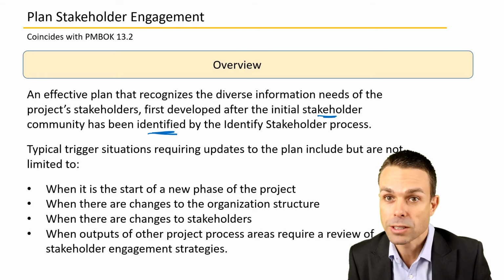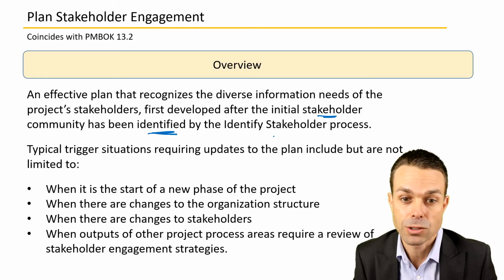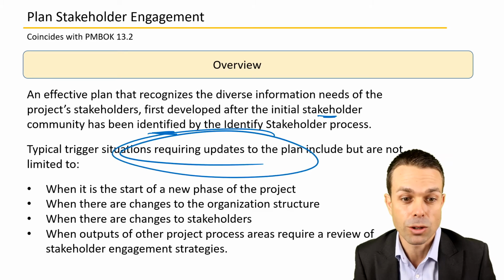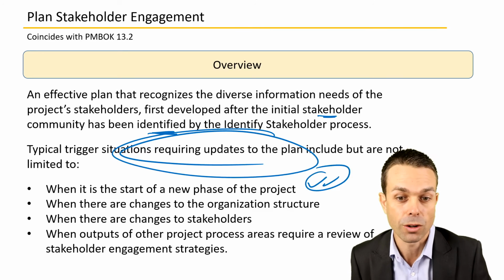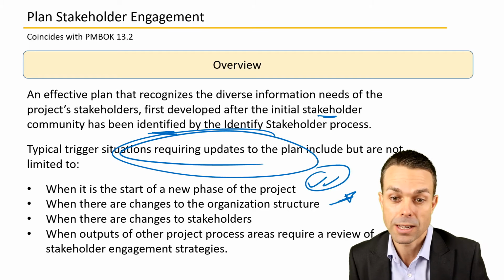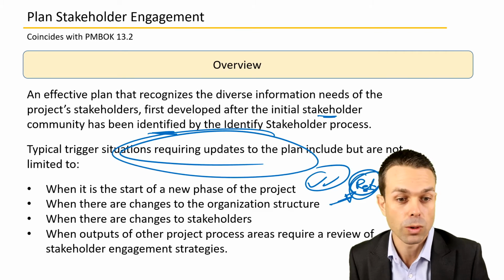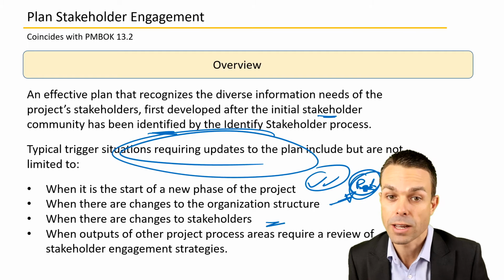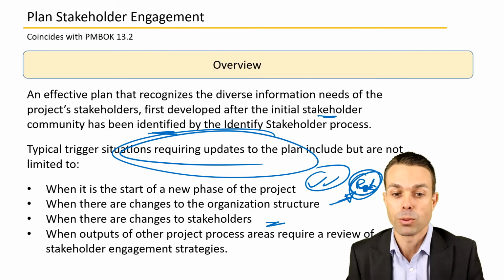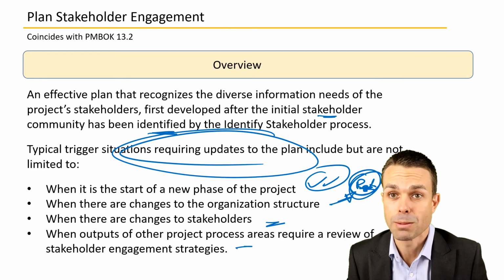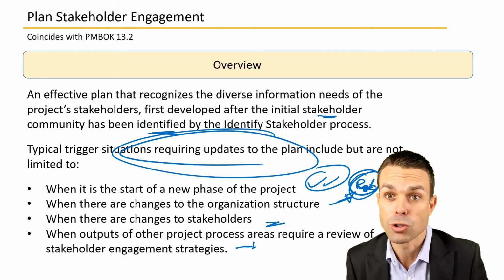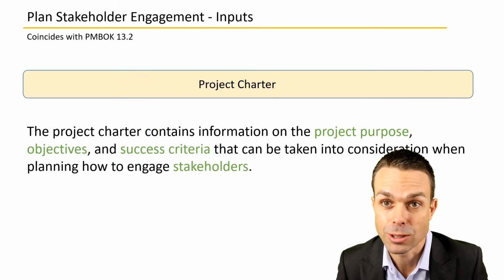And typical trigger situations requiring updates to our stakeholder management plan include maybe there's a new phase of the project, so there's different stakeholders involved. Maybe there's changes to an organizational structure. Maybe there's a restructure or a change in the project as well. Maybe there's changes to stakeholders in general, and when other outputs of the process areas require a review of the engagement strategies. So maybe the scope is changing, and so there's new people involved in our project.